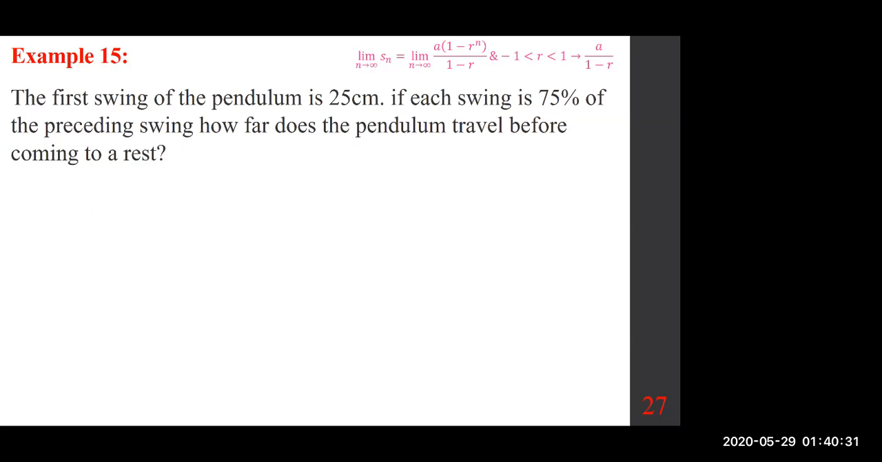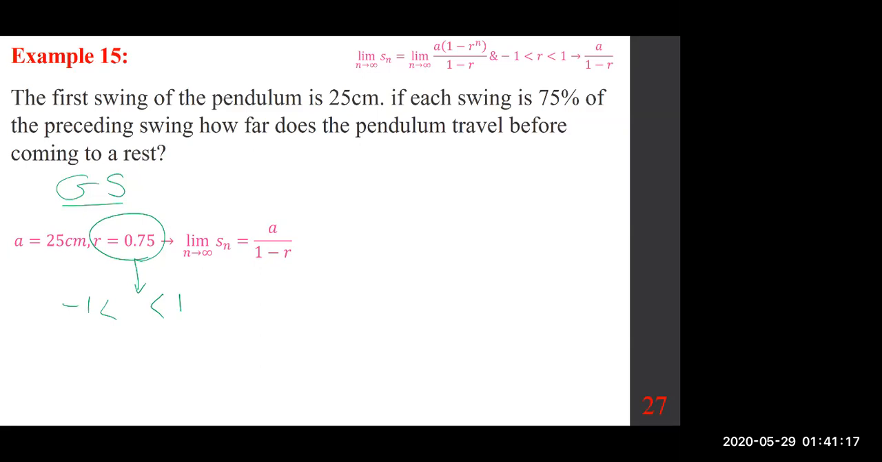Okay. I hope you realize, in essence, you are dealing again with a geometric sequence. And why is it a geometric sequence? Because if the first one is 25, the next one is the same thing times 0.75, and the next one is the same thing times 0.75, and it keeps on going. So you are dealing with a geometric sequence with A being 25 centimeters, R is 0.75. And the reason we can use this formula is because R is between -1 and 1. Otherwise, we couldn't, okay?